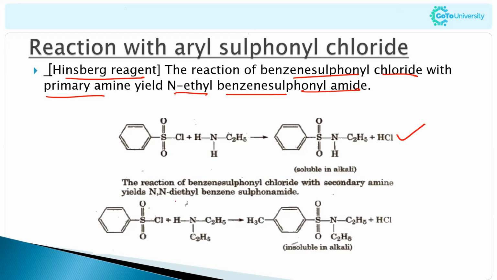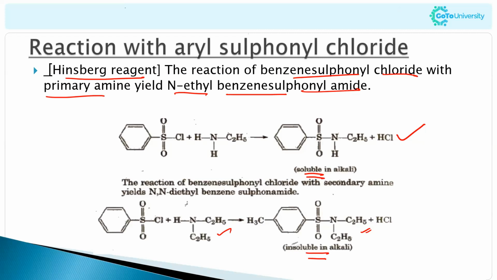Now the reaction of benzene sulfonyl chloride with a secondary amine is also given. When the secondary amine is there, you get a product, but this is insoluble in alkali, but the first one is soluble in alkali. So these two are different. The primary amine produces a product which is soluble in alkali. The secondary amine produces one which is insoluble in alkali. So these two products are different, that you have to note down.